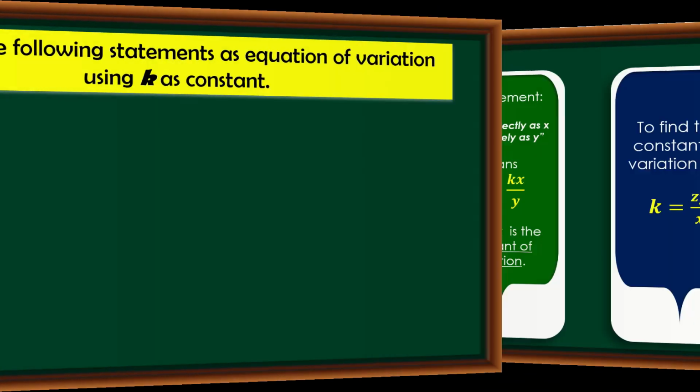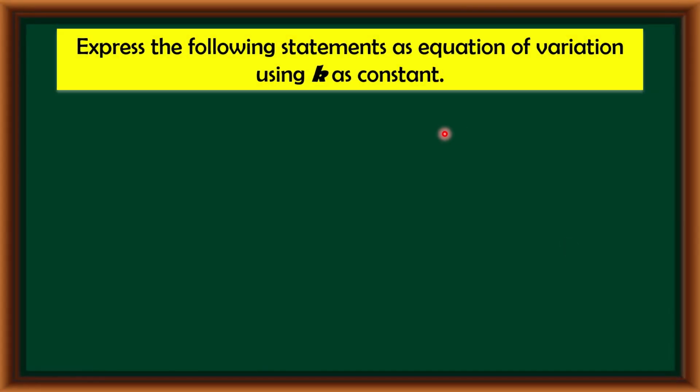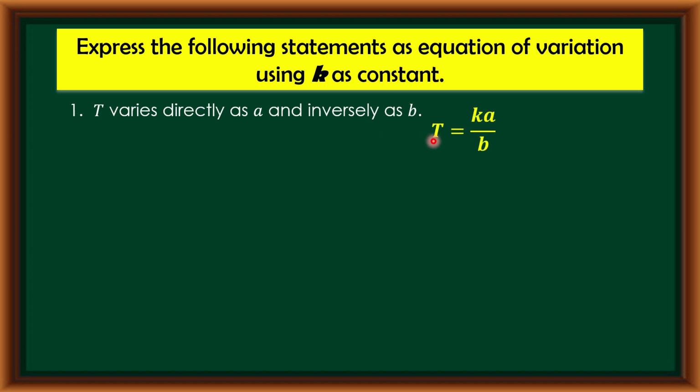Okay, so let's begin. Express the following statements as equations of variation using k as constant. First, t varies directly as a and inversely as b. Since our first variable is t, it will be written at the left side of our equal sign, followed by varies directly as a and inversely as b. Therefore, we have t is equal to k times a over b.